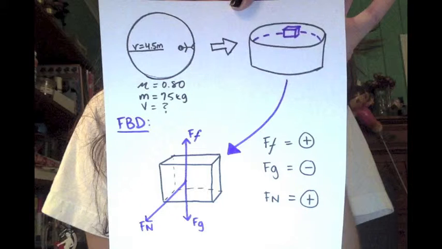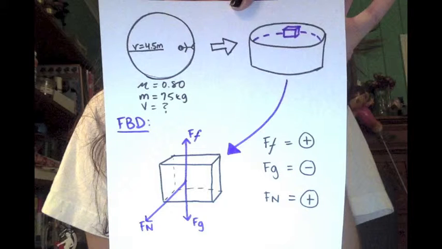So as you can see, I have two diagrams. One is from the top view of him walking around the walls, or running around the walls. And the other is going to be kind of a side view, but in more of a 3D sense. So we know that in the top view, the radius is 4.5 meters, that mu is 0.8 between his shoes and the wall, and then his mass is 75 kilograms.